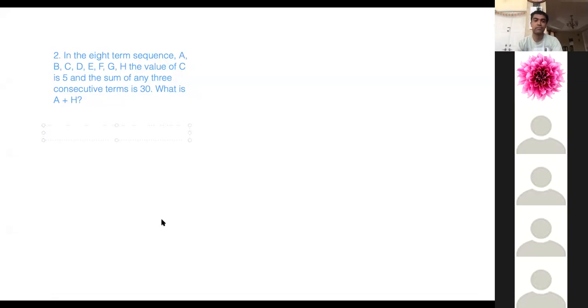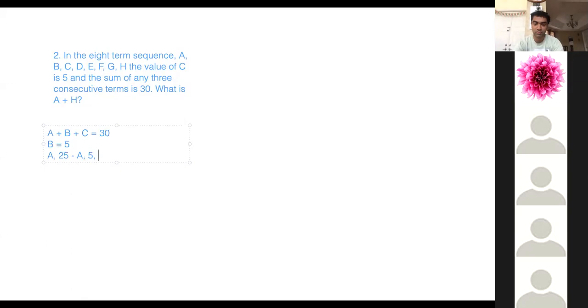Yeah. So we know that every 3 terms sum to 30. So you know that a plus b plus c is 30 and c is 5. So to find b, you'll do 25 minus a. And then that continues for the next few. For b plus c plus d, you know that d is equal to the same value as a, and then still c is equal to 5.